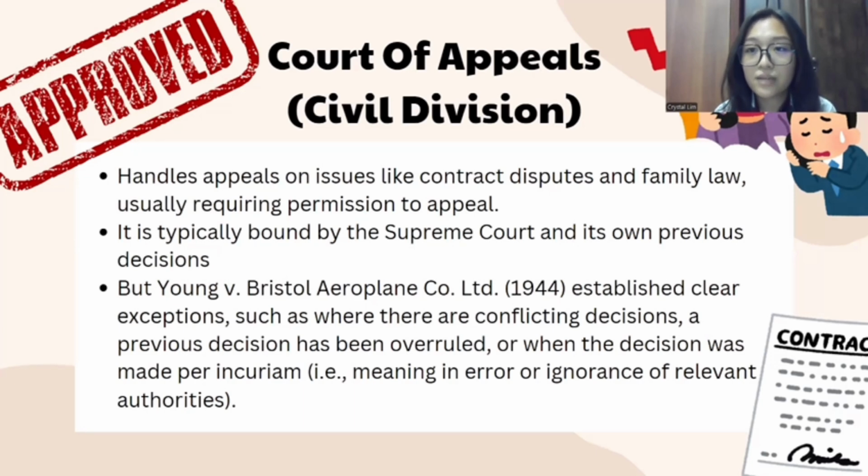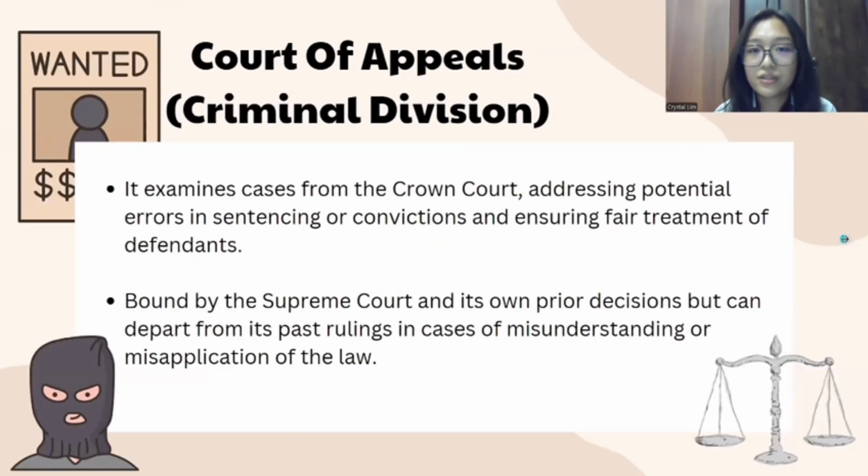But Young v Bristol Aeroplane Company Limited 1924 established clear exceptions, such as when there are conflicting decisions, a previous decision has been overruled, or when the decision was made per incuriam, which means in error or in ignorance of relevant authorities. And the criminal division examines cases from the Crown Court, addressing potential errors in sentencing or conviction and ensuring fair treatment of defendants.